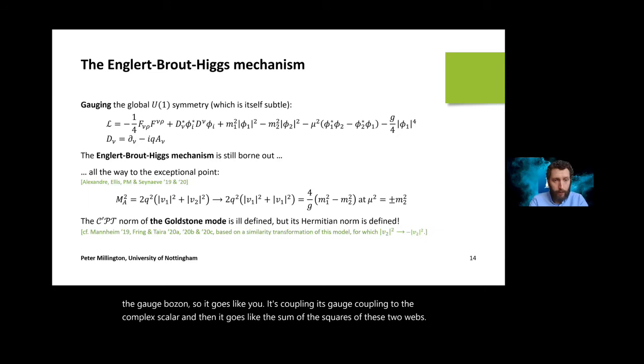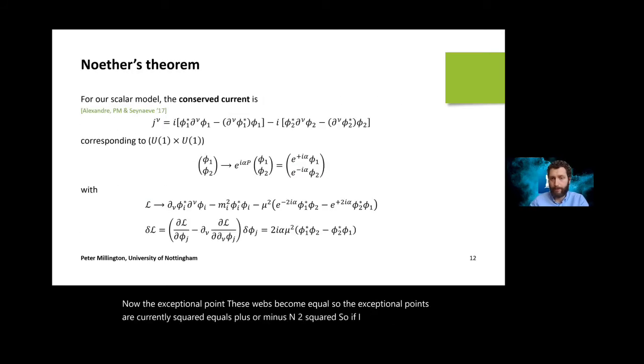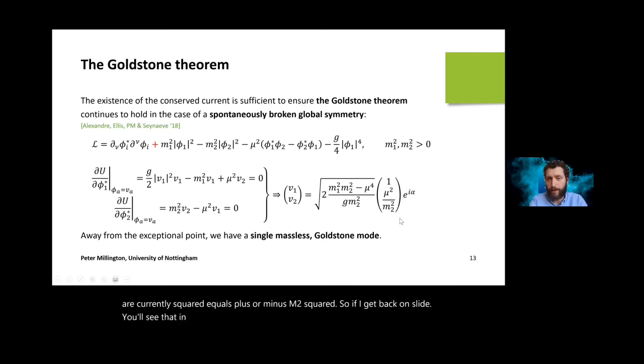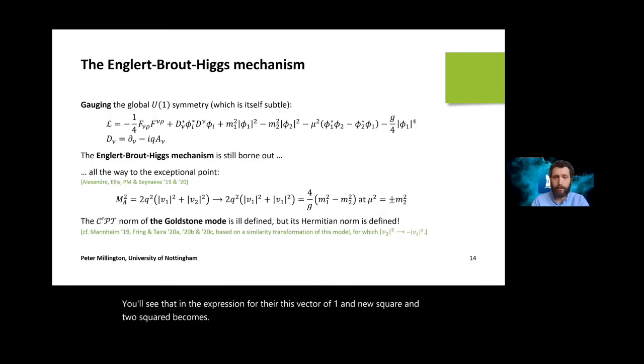Now at the exceptional point, these VEVs become equal. So the exceptional points occur at mu squared equals plus or minus m2 squared. If I skip back one slide, you'll see that in the expression for the VEVs there, this vector of 1 and mu squared over m2 squared becomes a vector of 1s, and the VEVs become equal. But the sum of these VEVs is still non-vanishing at the exceptional point. So the gauge boson mass is still non-zero at the exceptional point.